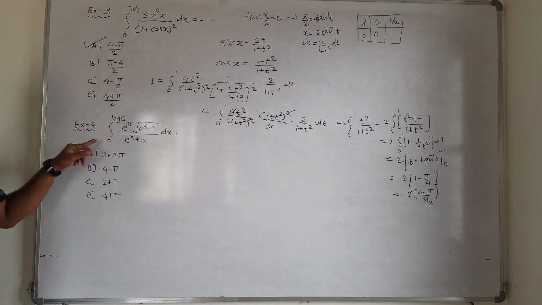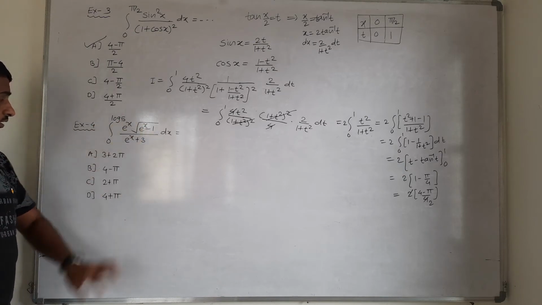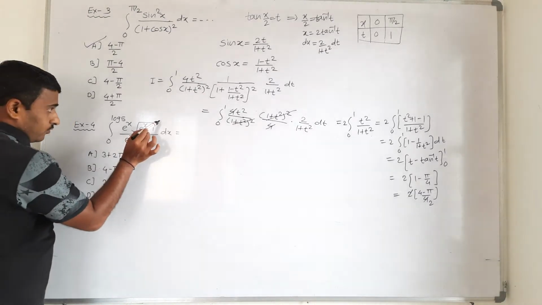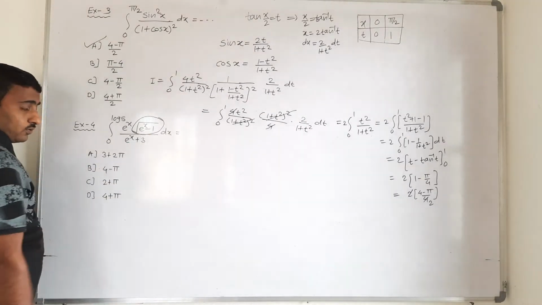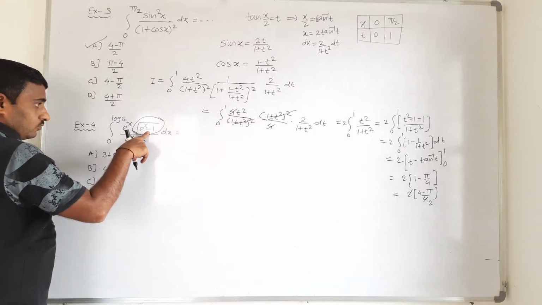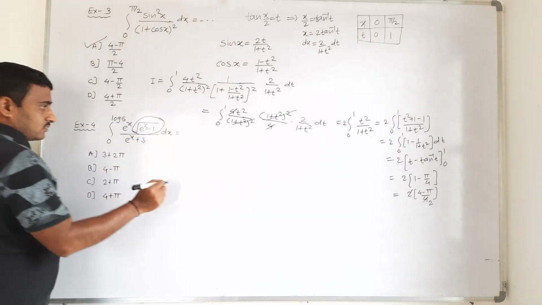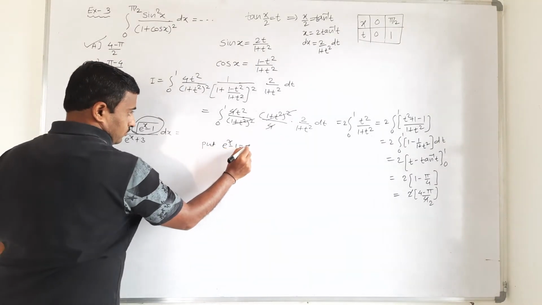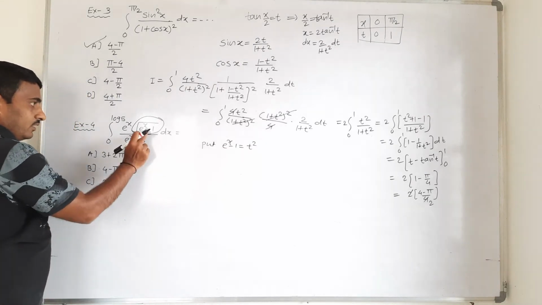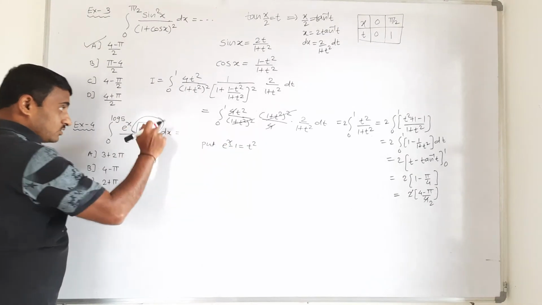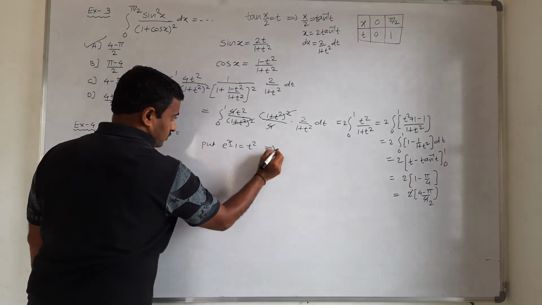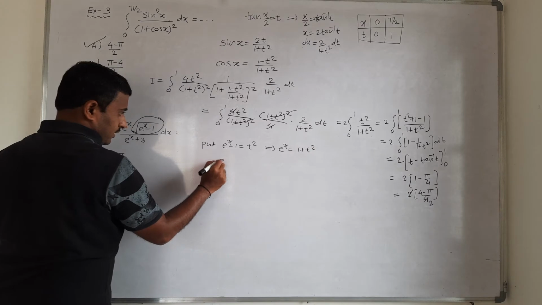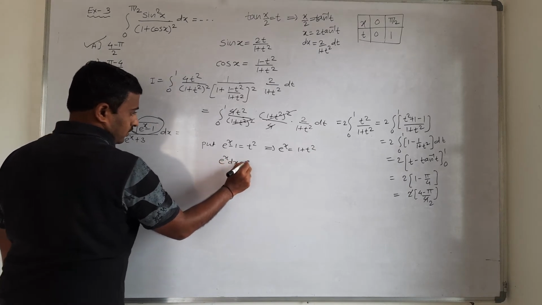Next example: integral from 0 to log 5 of e raised to x square root of e raised to x minus 1, upon e raised to x plus 3, is equal to. First we have to remove this square root. To cancel the square root, we put e raised to x minus 1 equal to t square. If I put t, then the square root does not cancel, therefore I put t square. This implies e raised to x is equal to 1 plus t square. Derivative: e raised to x dx is equal to 2t dt.